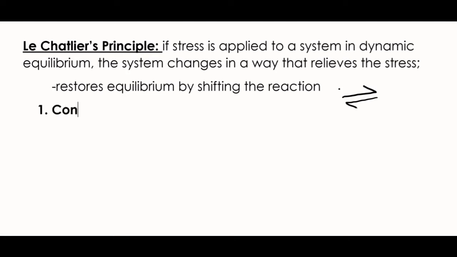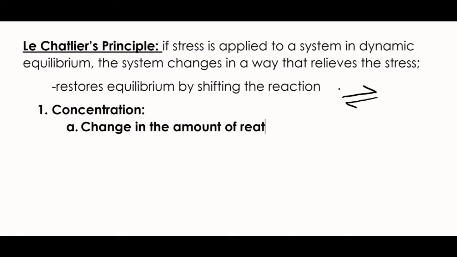So there are going to be three things that you could do to cause stress to an equation. The first thing is to change the concentration. You would do this by adding in an amount of some kind of reactant or product. So basically you're just going to add more of something.